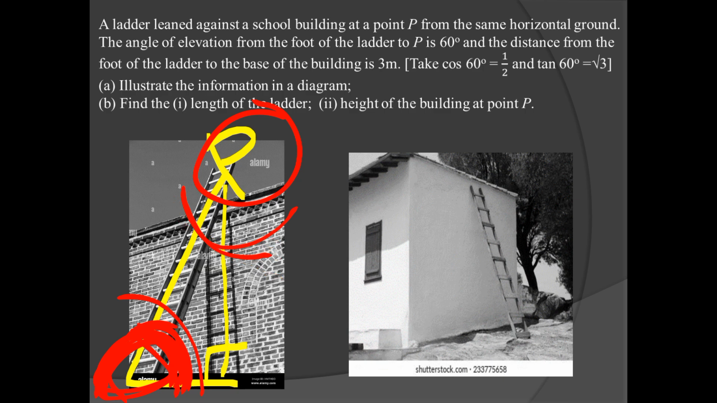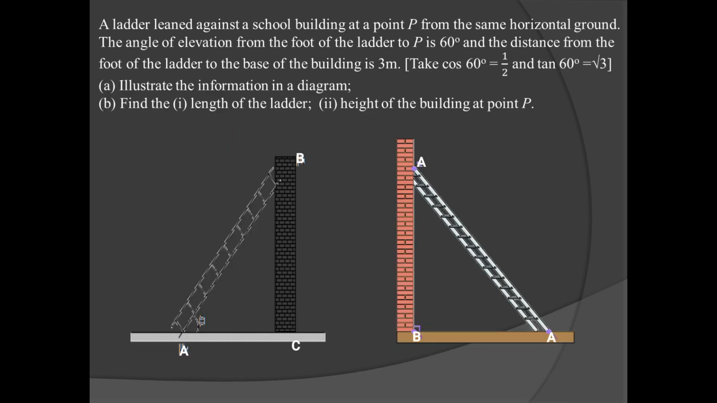So let's see the distance from the foot of the ladder. Now, where is the foot of the ladder? Look, we've said that the foot of the ladder is here, right? And where is the base of the building? This is the base of the building and this is the foot of the ladder. So the distance between them is what? 3. That means our base is 3. So that being said, let's look at the next.